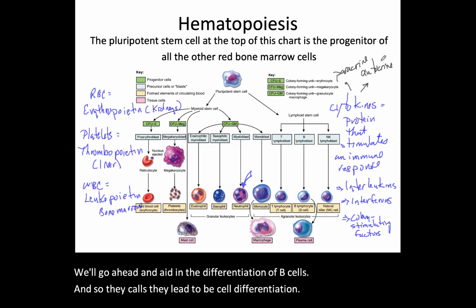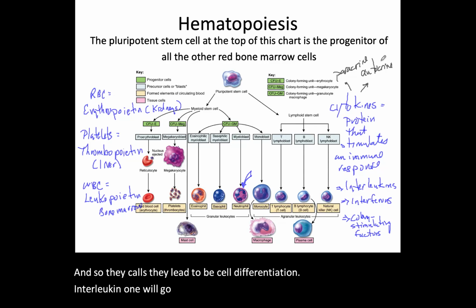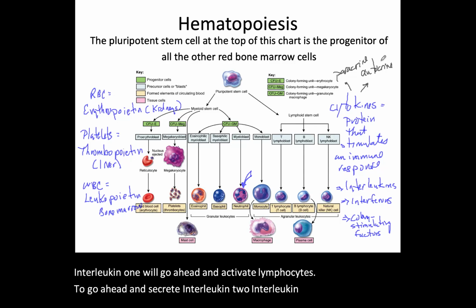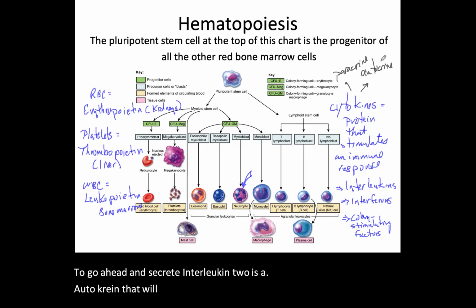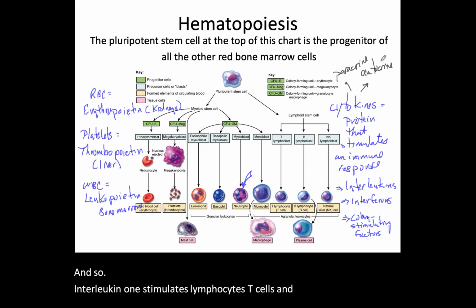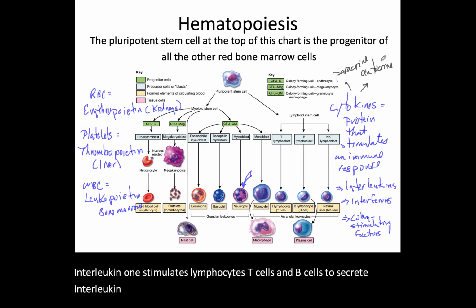Interleukin 1 will go ahead and activate lymphocytes to secrete interleukin 2. Interleukin 2 is an autocrine that will stimulate T cells. And so interleukin 1 stimulates lymphocytes, T cells and B cells, to secrete interleukin 2. Interleukin 2 stimulates T cells that are nearby. And so they have both an autocrine and a paracrine effect.